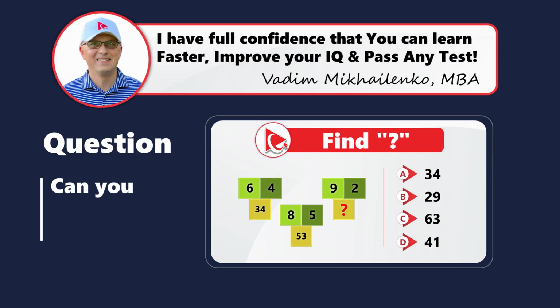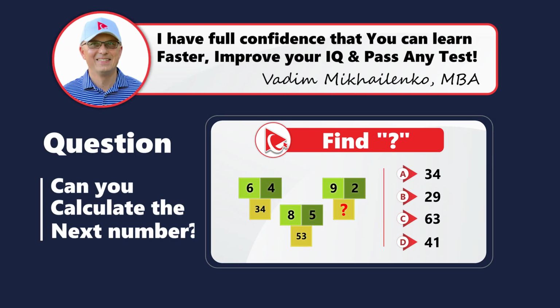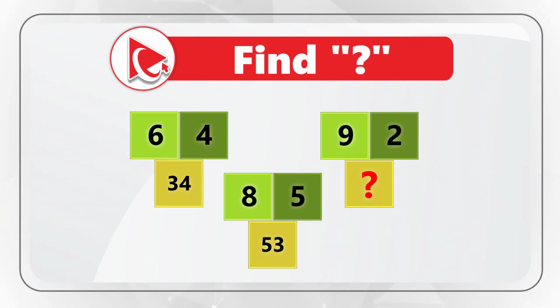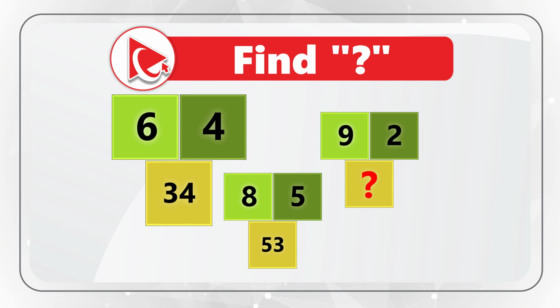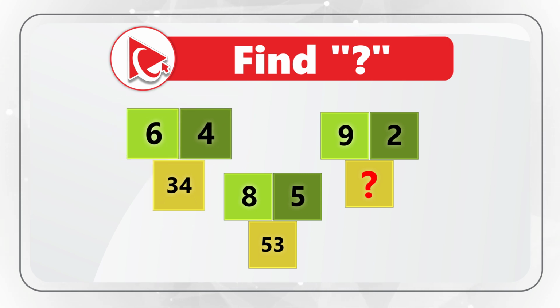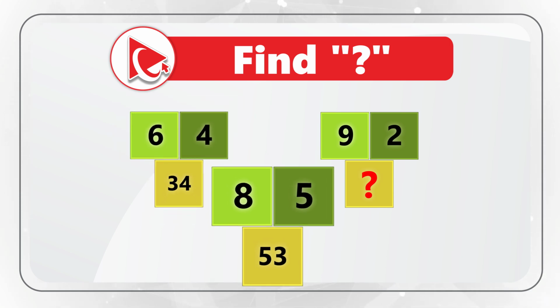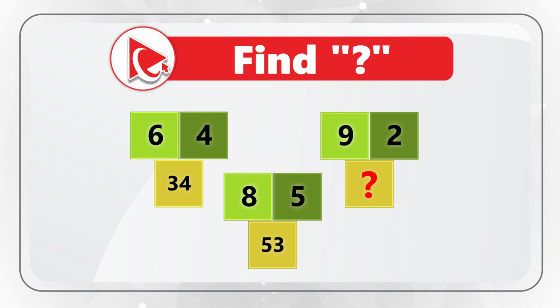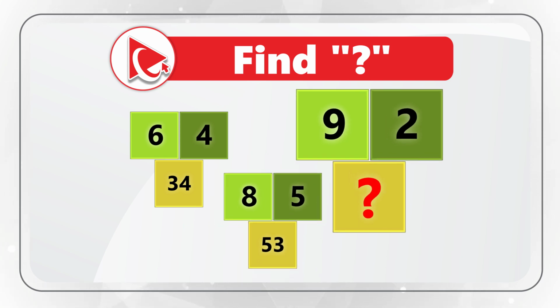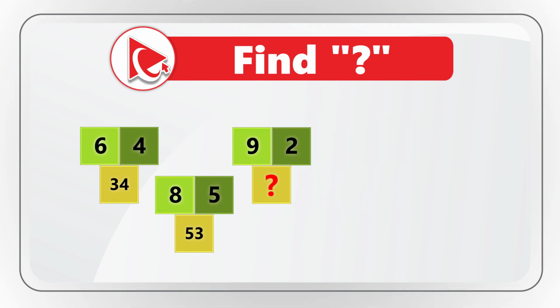Most likely you will not be able to pass the test without getting questions similar to this one. You're presented with 3 sets of numbers. Each set has 3 numbers in the group, and 1 number is missing. The first set has numbers 6, 4, and 34. The second set has numbers 8, 5, and 53. And the last set has numbers 9, 2, and the final number in the third set is missing. You need to calculate the missing number and select it out of 4 possible choices.